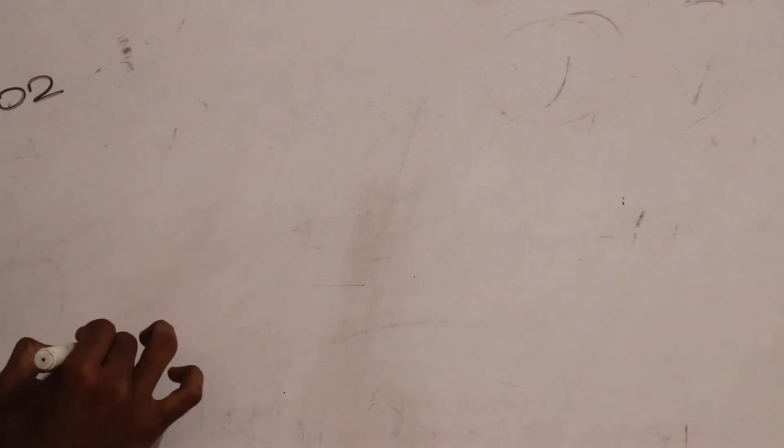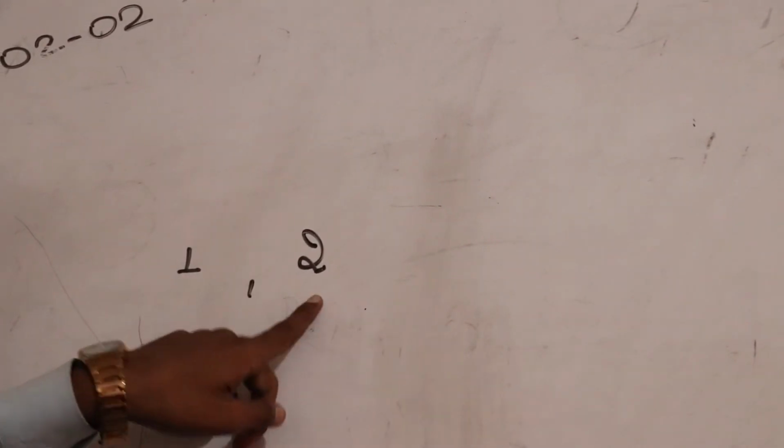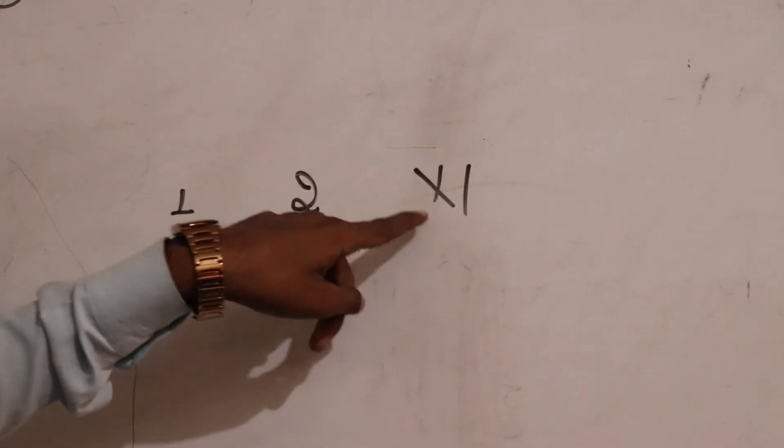Some example. Which type of number? This is the Roman number. And this is the Hindu-Arabic number. This is the Roman number. Which Roman number?